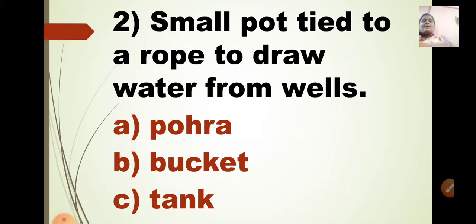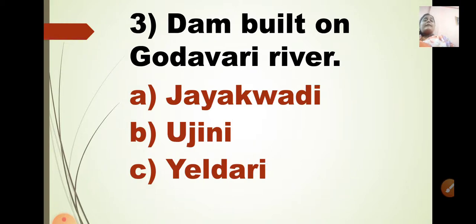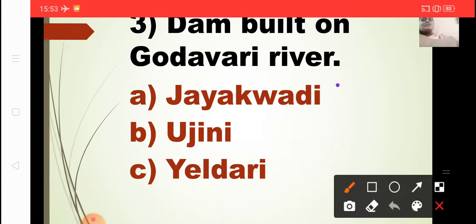Okay, now look at the third one. Dam built on Godavari river. So which is the dam? What is the name of the dam which is built on Godavari river? A option is Jayakwadi, B option is Ujni, and C option is Yeldari. So which is the correct one? Jayakwadi is the right option. So Jayakwadi is the dam which is built on Godavari river. Okay, so you're going to choose Jayakwadi.